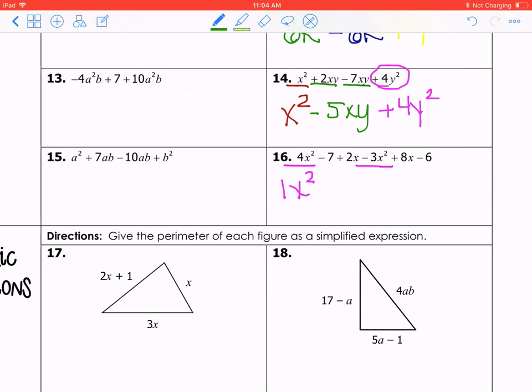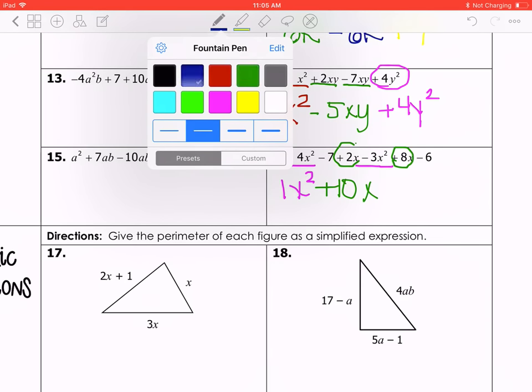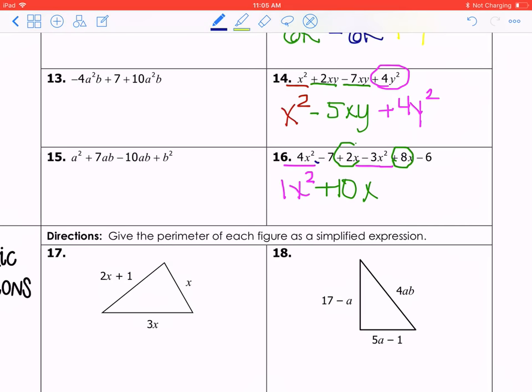Next will be all of your variables of x. So your 2x and your 8x, which we know if you add them, you get 10x. And then moving right along, we have our constants of negative 7 minus negative 6, which is negative 13. Okay, instead of writing this 1x here, you don't really need that. So the best answer would be x squared plus 10x minus 13. But that's just a preference.